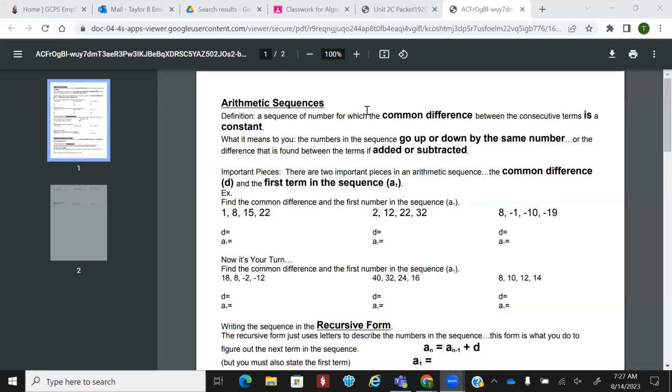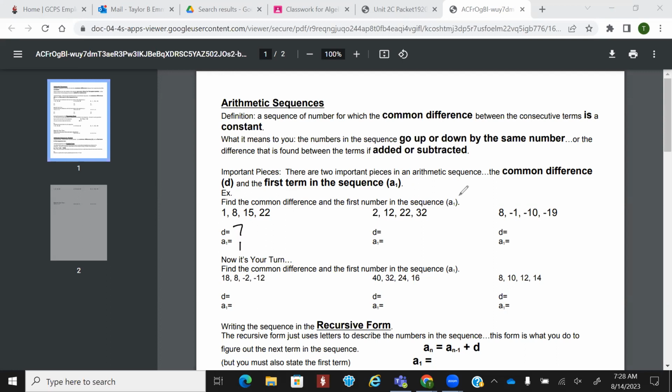So if you weren't here on Friday, this is what we were talking about, arithmetic sequences. That is a sequence where there's a common difference between the consecutive terms, okay? So either the numbers go up or they're going down, but it's adding or subtracting a number. Okay, so for the first one, find the common difference and the first number in the sequence. So what's the common difference between these? From 1 to 8, how much of a difference? 7. Does that work for each one? So like 8 plus 7 gives me 15, 15 plus 7 gives me 22. So that works. Okay, what was our first term?